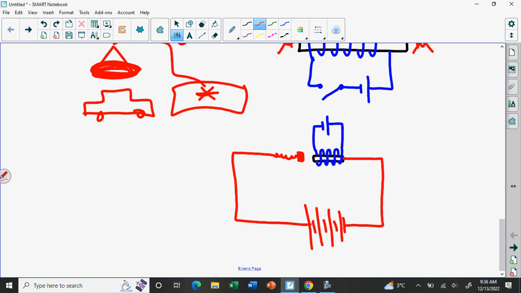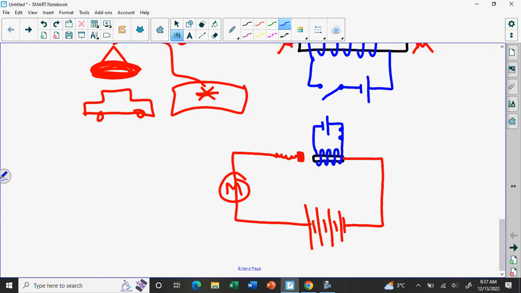Now, maybe this circuit runs a very powerful motor. Maybe it runs the starter motor of your car. The starter motor of your car delivers about 400 amps, and it's very dangerous. It can kill you very easily. So you don't want to be messing with it. You'll notice the blue circuit is just a little baby circuit with a very small voltage, very safe. And that's where you would have your switch.